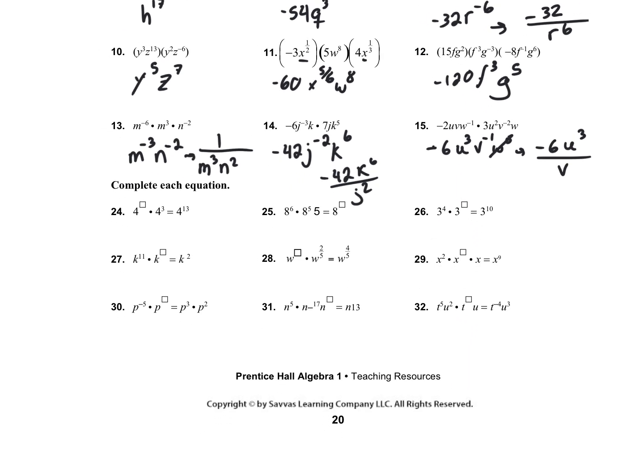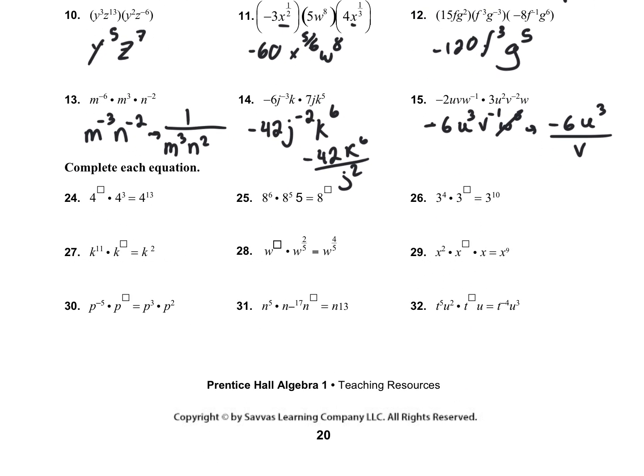Now for 24 to 32, you guys are filling in the exponent that's missing based on the addition. So please go ahead and do those 9. I'll go over them in a minute.